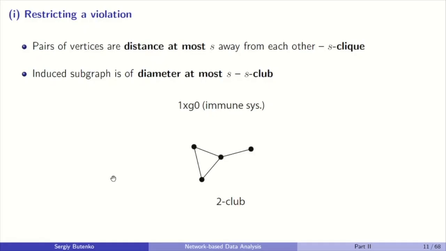So let's go over some of this now for the different elementary clique defining properties and see what we're going to get. So first, for the distance and diameter, we obtain, of course, S clique and S club, right? So we apply first restricting the violation way of defining the property. If I apply it for distance, pairs of distances at most S away from each other is S clique. For diameter, I obtain S club, right? These illustrations here just provide the corresponding protein complexes that have the structure that essentially can be described using this clique relaxation.